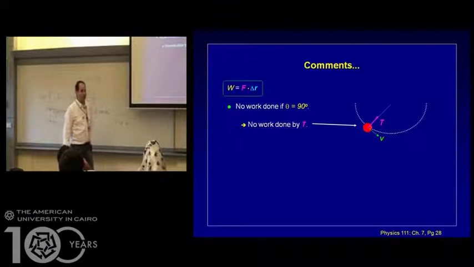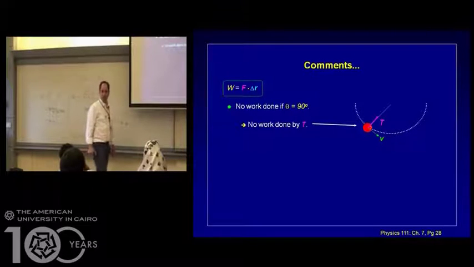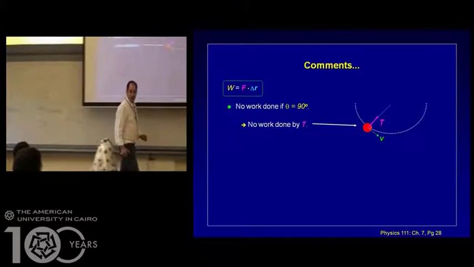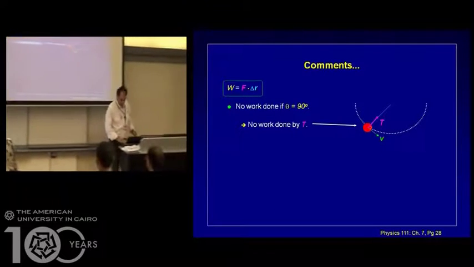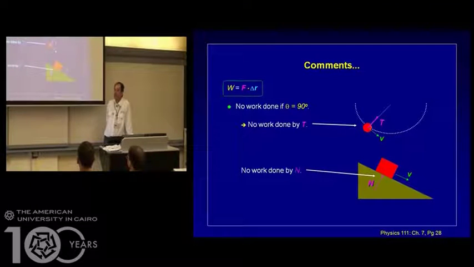The work done by gravity is going to be mgh. It's mg times the change in the height. So now, what is the work done by the disk, by the normal force?